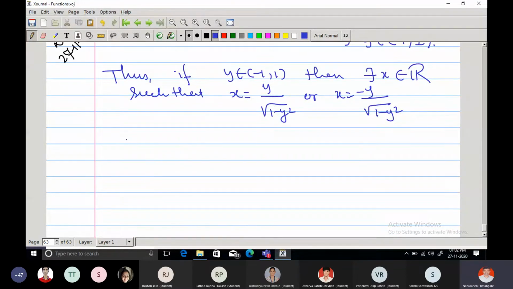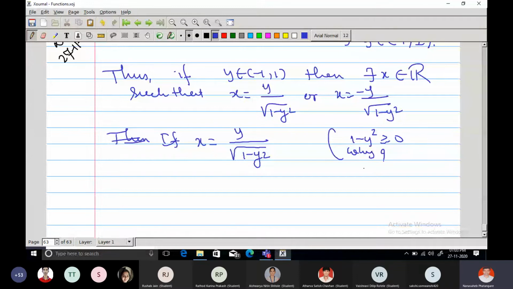So if I choose the preimage of y as y upon square root of 1 minus y square, is it well defined? Yes, because the denominator is never 0 and never negative. 1 minus y square is always greater than or equal to 0. Why? Because y belongs to -1 to 1. If x is equal to this, then is it the preimage?